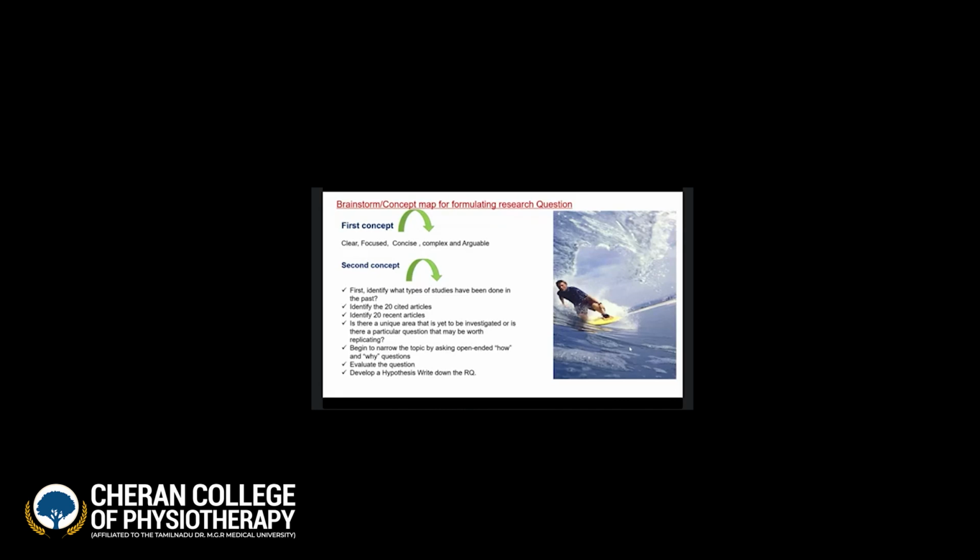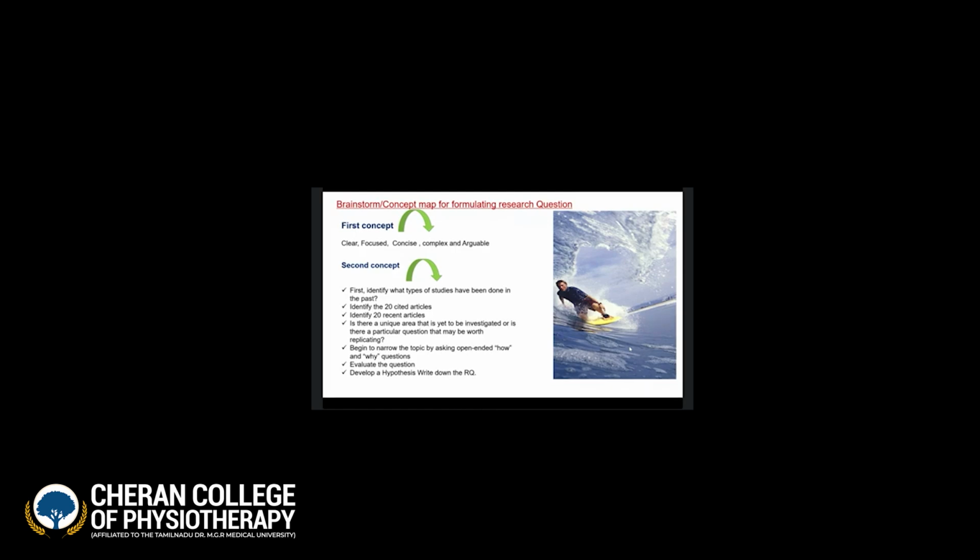You need to identify the types of research which have been done in the past, which I mentioned earlier. You need to follow the pyramid; that is, you need to follow evidence-based practice based upon the hierarchy. You should identify at least 20 cited articles, not ones published in predatory journals. The minimum should be 20 recent articles, published in the recent 5 years. Those are called recent articles.